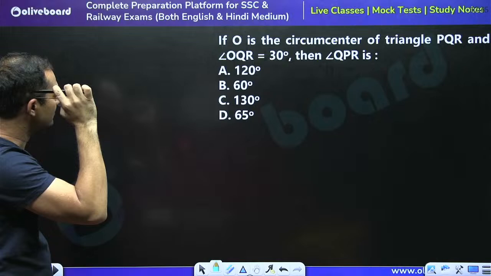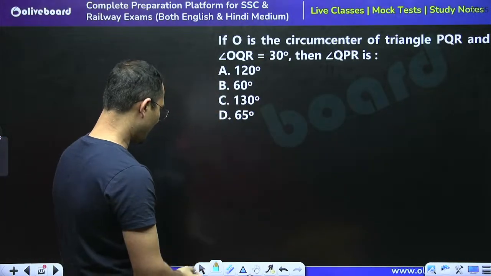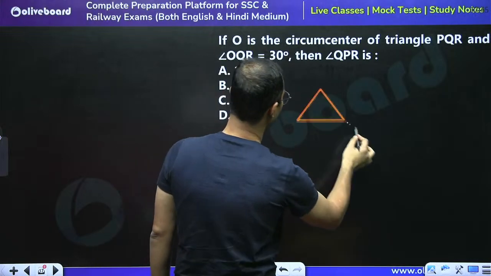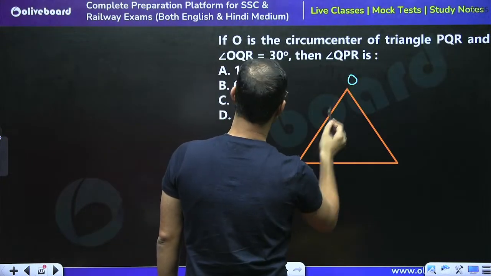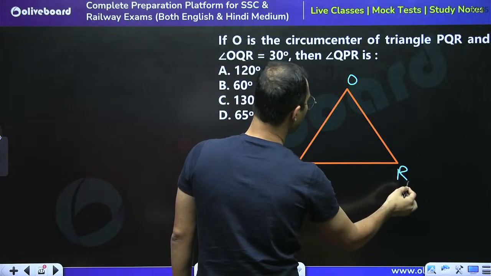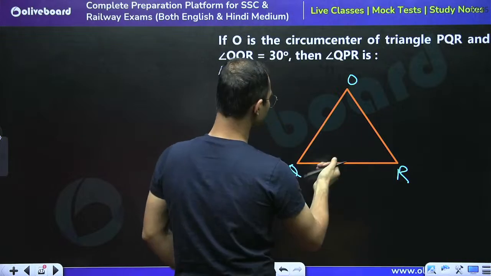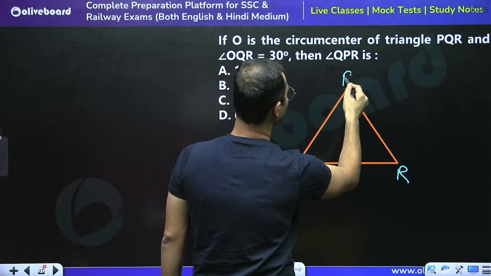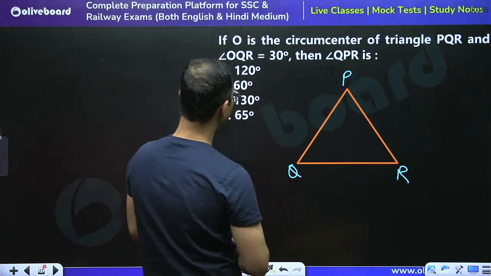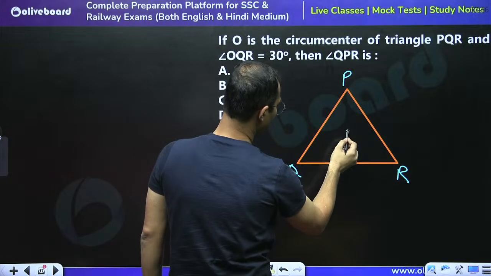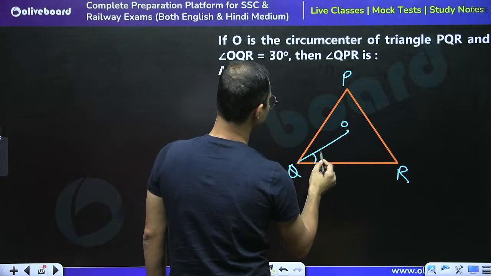Yes, please. See, if O is the circumcenter of the triangle PQR, and angle OQR is equal to 30 degrees. O is the circumcenter, right? Angle OQR is 30 degrees, right?